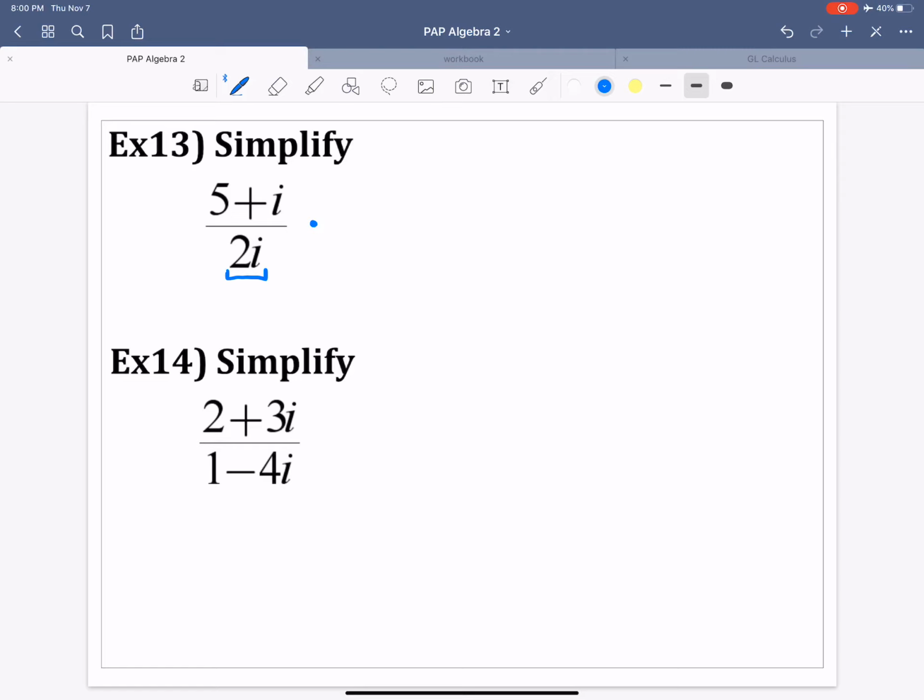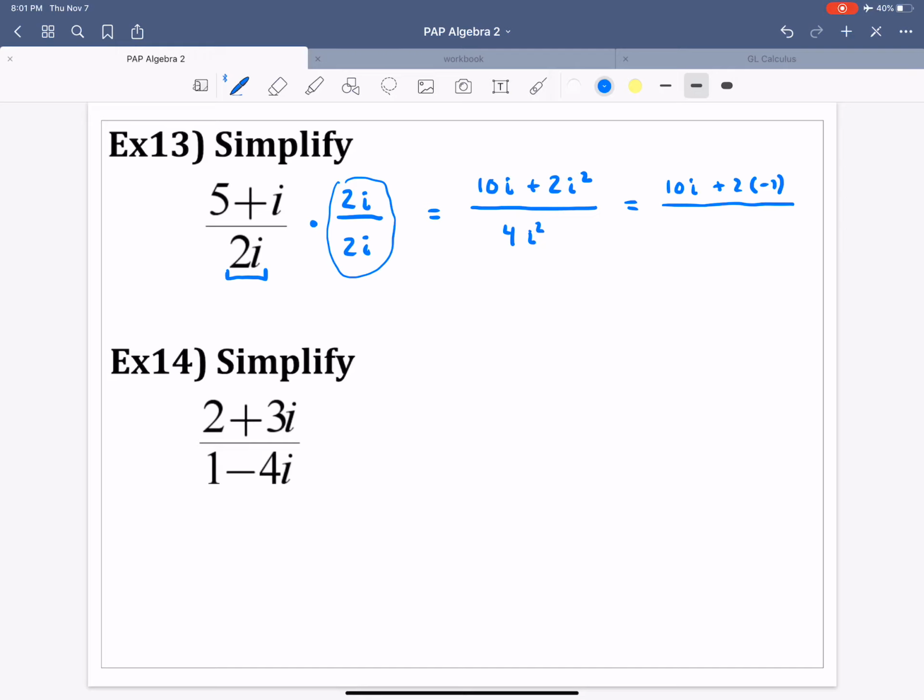So to get rid of those, we are going to multiply this by 2i over 2i. Again, this is called a chunky 1. We're just multiplying by a chunky 1 because 2i divided by 2i is still equal to 1. Okay, so multiply the top times the top. If I do the distributive property, that's going to be 10i plus 2i squared all over 2 times 2 is 4. i times i is i squared. Then you can replace your i squareds with negative 1s. So on the top we have 10i plus 2 times negative 1, and on the bottom we have 4 times negative 1. If we clean those up, we get 10i minus 2 all over negative 4.